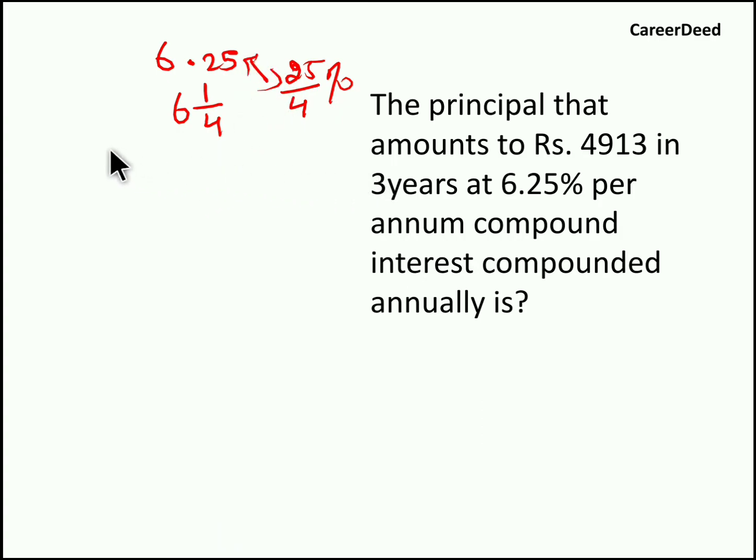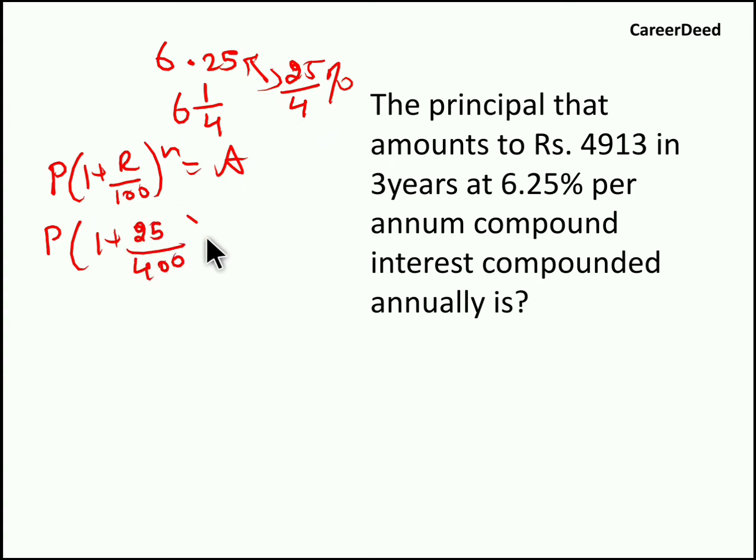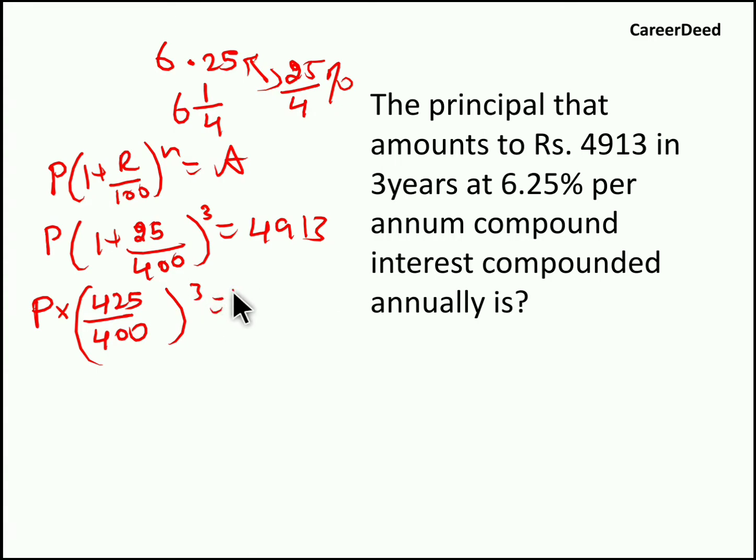Now you know the total amount formula is P into 1 plus R by 100 to the whole power n. So this one becomes the amount. So you have to find the principal. So P into 1 plus, instead of rate of interest, you have to substitute 25 by 4. So 25 by 4 into 100, it is 400 to the whole power. Number of years here given is 3, equal to 4913. So 400 into 1, 400, 400 plus 25, 425. So P into 425 by 400 to the whole power 3, equal to 4913.